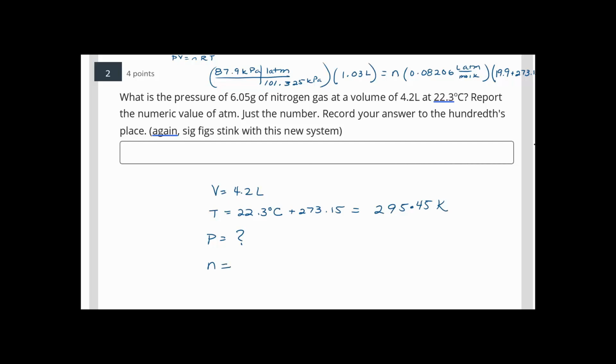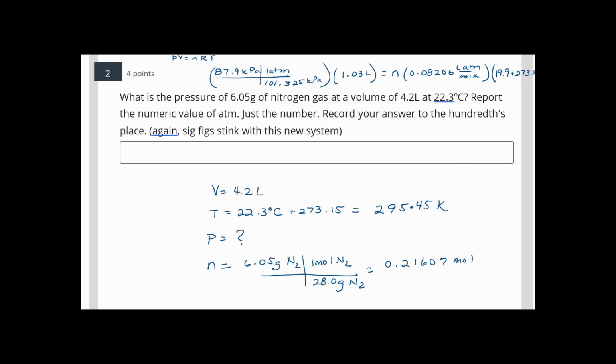The moles we're going to calculate. So we're told we have 6.05 grams of nitrogen gas. You need to remember that nitrogen gas is diatomic, so its chemical formula is N2. And 1 mole of N2 has a mass of 28.0 grams. You get the mass of nitrogen, multiply it by 2. So then we would get our moles of nitrogen. And I get a value of 0.21607. I'm going to stop it there because I'm just going to leave it in my calculator.